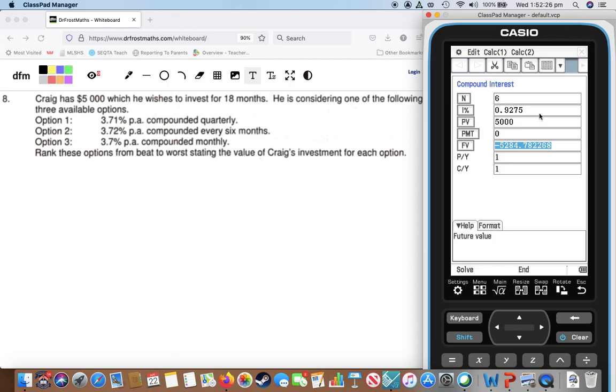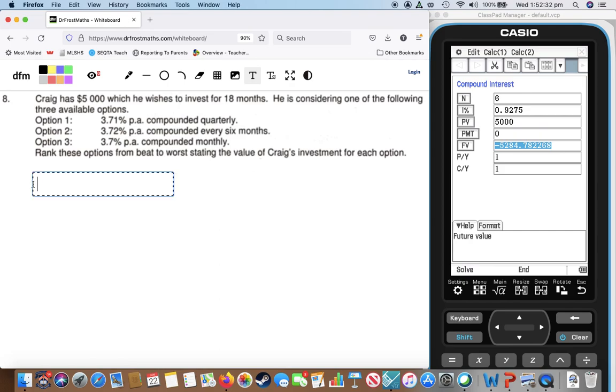And again, I think this has happened in all the questions I've gone through. It comes up as a negative value, but we can ignore that negative. So for option 1, what does it ask for? Rank them from best to worst, stating the value of the investment. So we do actually need to write the whole answer here, not take away 5,000. It'll be $5,284.78.